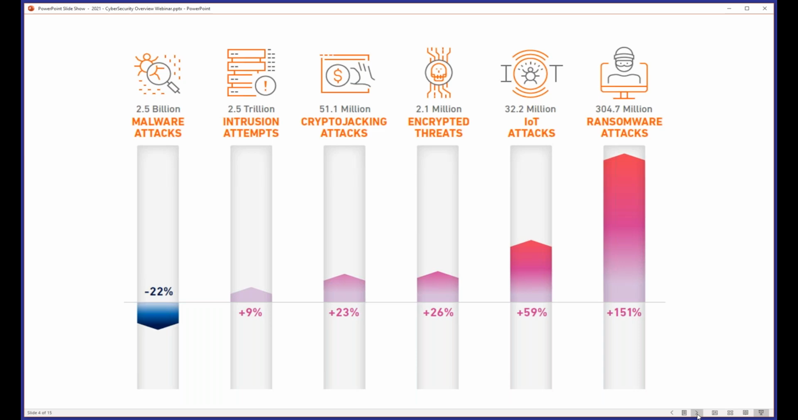But the two big ones that we should be most concerned about are these last two numbers on the right here. The IoT attacks are up by 59%. Now let me explain what IoT stands for. IoT stands for Internet of Things. And basically, Internet of Things devices are anything that connects to the internet that's not really a full-blown computer. I'll give you a few examples. Your Nest thermostat at home is an IoT device. Your Hulu player or your Roku player that's hooked up to your TV is an IoT device.